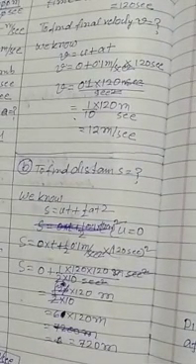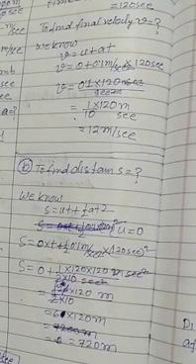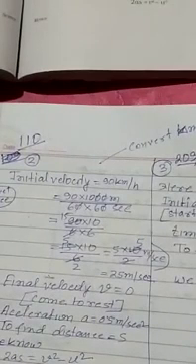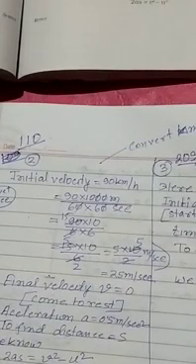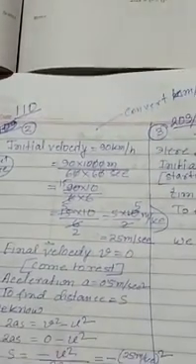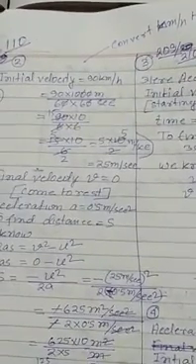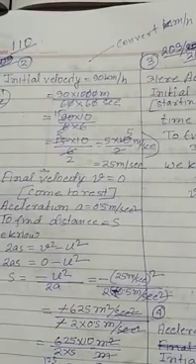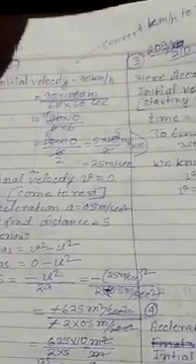In part b, find the distance. S equals ut plus half at square. We put in the values and find 720 meters. This is the distance. Page number 110, question number 2. Initial velocity 90 km per hour. We convert into meter per second, 25 meters per second. The bus comes to rest. Here, the brake is applied, producing uniform acceleration, and the bus is brought to rest.